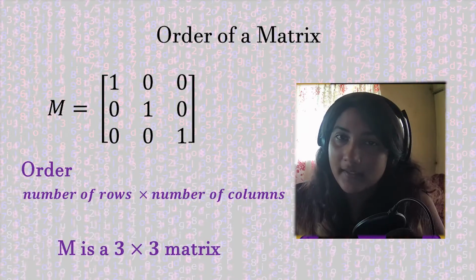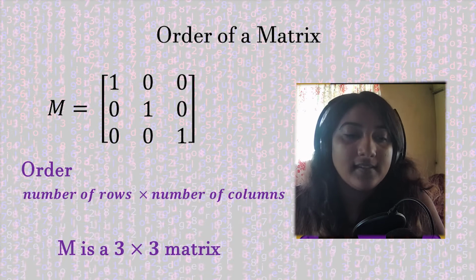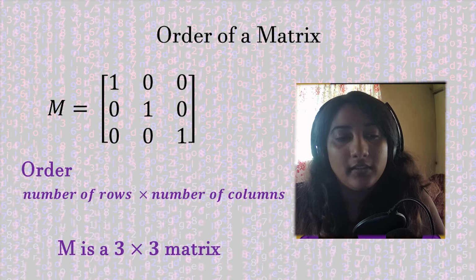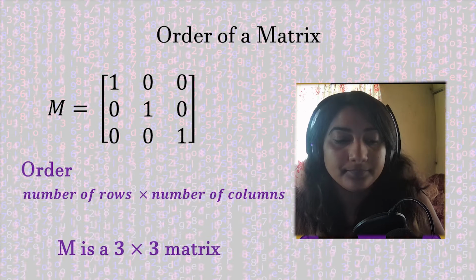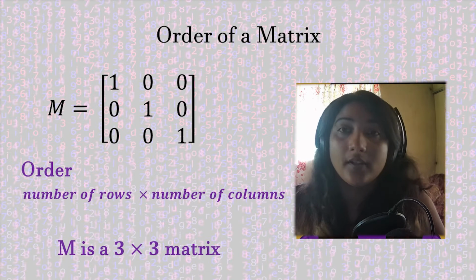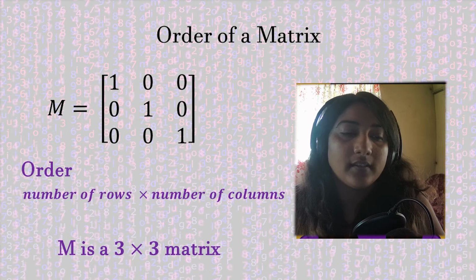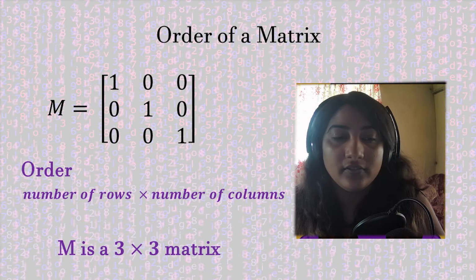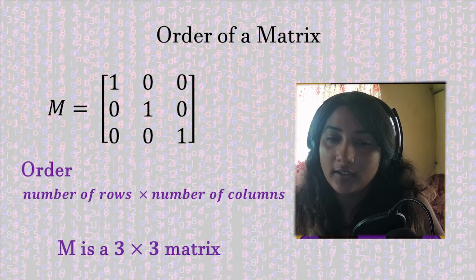How many rows and columns are there? Let's take a look. In matrix M, I notice that I have 3 horizontal arrangements. This means I have a total of 3 rows. To get the number of columns, we're going to talk about the number of vertical arrangements. So how many vertical arrangements are there? Notice that we have a total of 3 vertical arrangements. Thus, we have 3 columns.